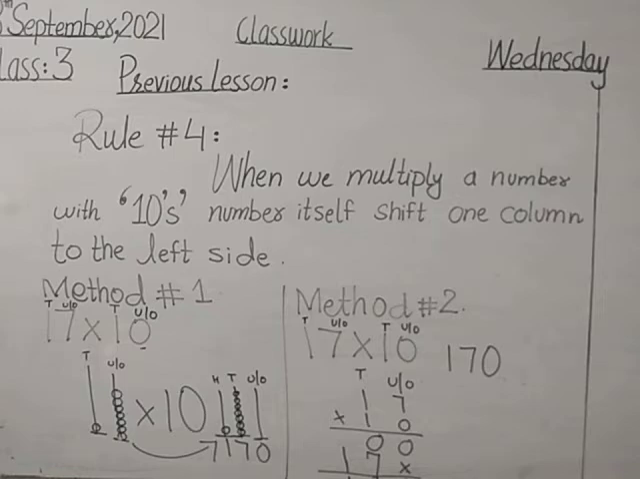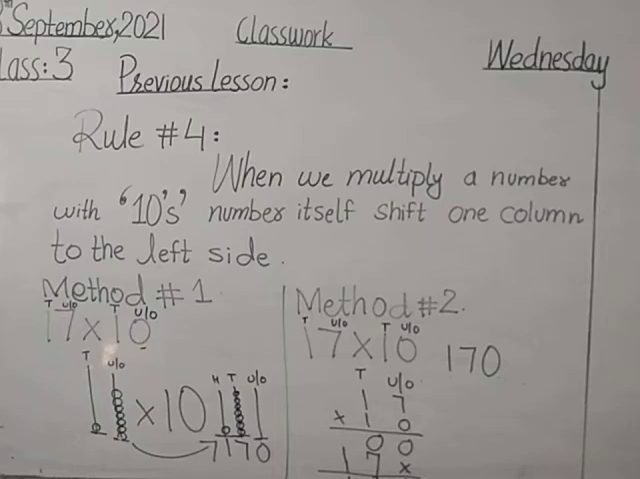How simple is it? Just remember rule number 4: when we multiply a number with tens, the number itself shifts one column to the left side. Now we are going to learn rule number 5. Just as we learned rule number 4, rule number 5 is: when we multiply a number with hundreds, the number itself shifts.